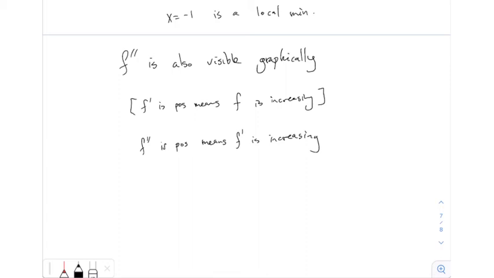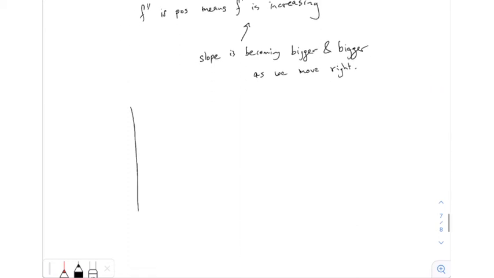F prime is increasing. What that means in more ordinary language, the slope is becoming bigger and bigger as you move left to right on the picture. Right? What does that look like on a graph? It looks something like this. This is an example where as you move to the right, the slope is becoming bigger and bigger, steeper and steeper, right?